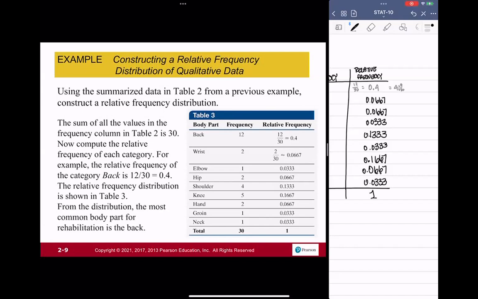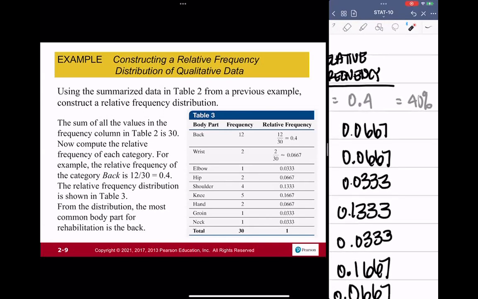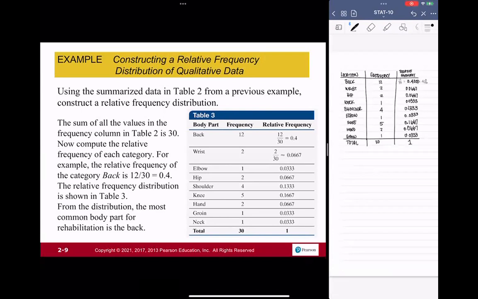All right, so from the distribution, the most common body part for rehabilitation is back. So we saw that again over here, when we had 0.4. If you want to have these values represented, you would say 0.4000, just to give you that 4 decimal places. So 0.4 is the greatest number out of all of them, or we could say back is the greatest or most reoccurring body part out of all of them.